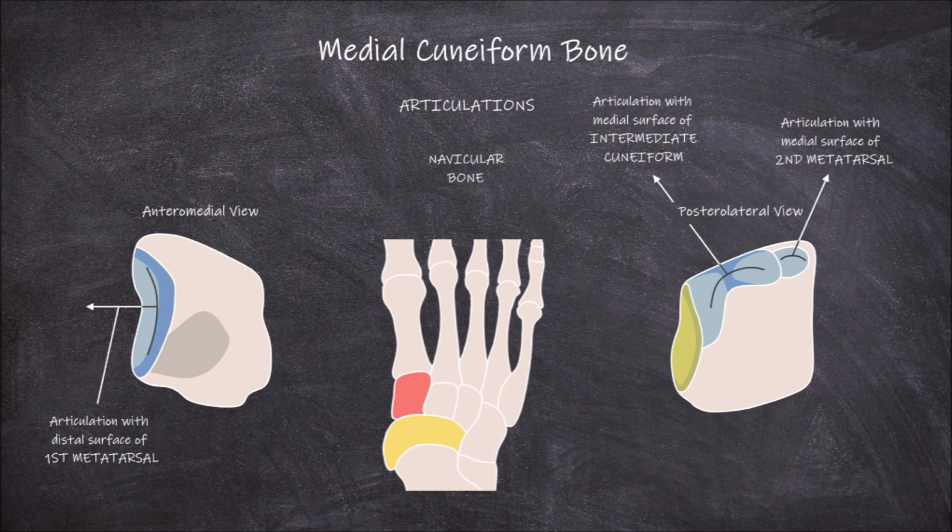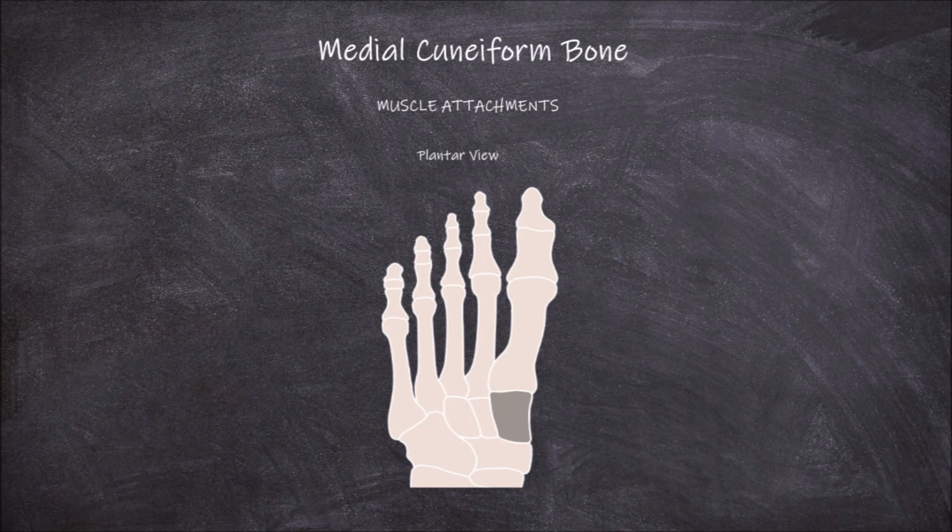A facet on the posterior surface of the medial cuneiform articulates with the medial facet on the distal surface of the navicular bone. What about the muscles that attach to this bone? There are 3 muscles that attach to parts of this bone. A portion of the tendon of the tibialis posterior muscle attaches onto the plantar surface of this bone.